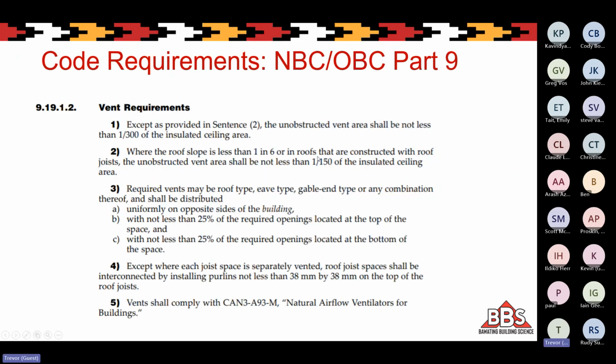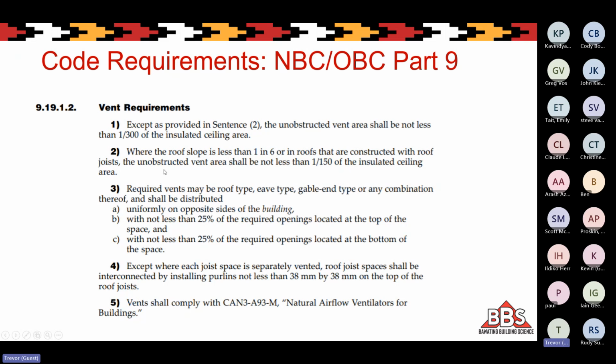And then vent requirements. Probably most people know that there are two levels of ventilation requirements in the code, depending on a couple of things. So except as provided in sentence 2, the unobstructed vent area shall not be less than 1 out of 300 of the insulated ceiling area. So that's most of our roofs. As long as the vent space intakes plus outputs are 1/300th of the total ceiling area, that meets code, except as provided in sentence 2.